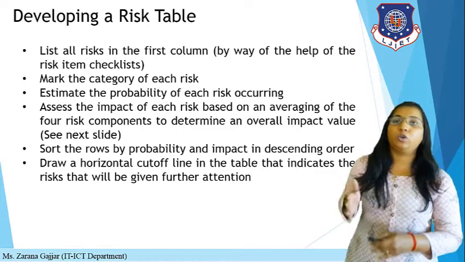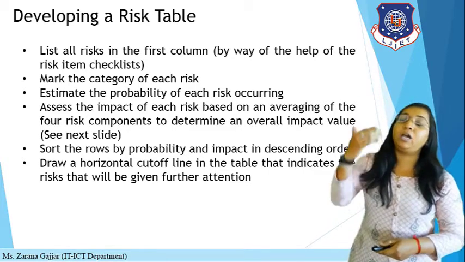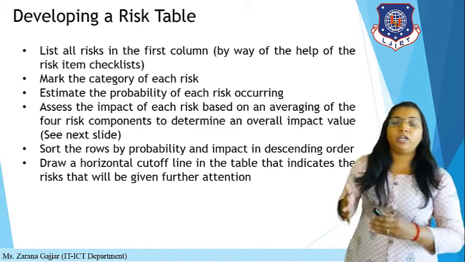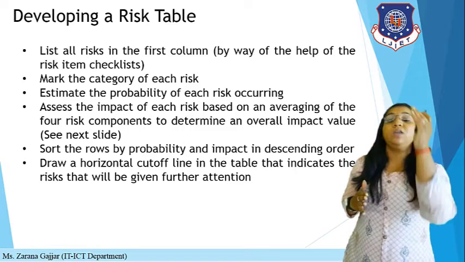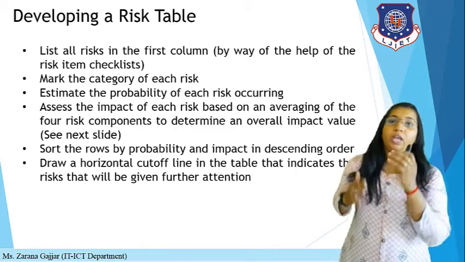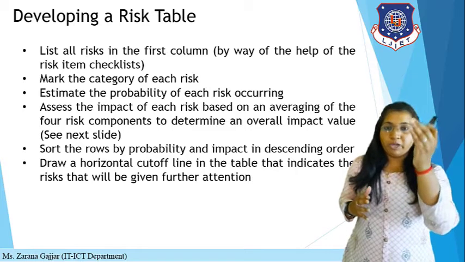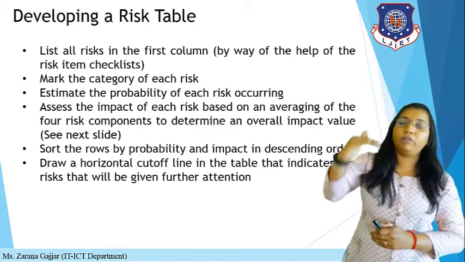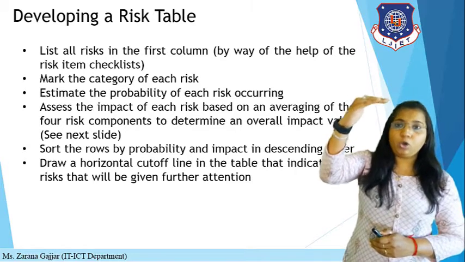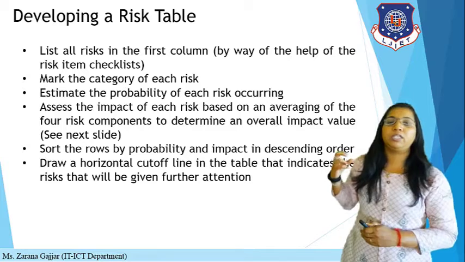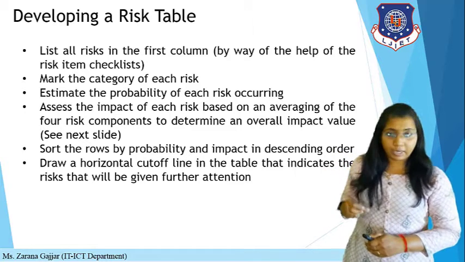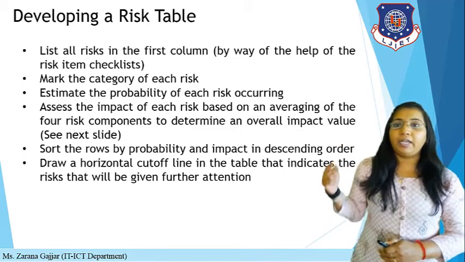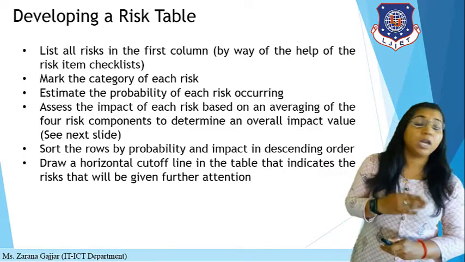Then you have to sort the rows by probability and impact in descending order. If you arrange them in descending order, you can analyze which is the highest priority risk, based on the probability and the impact. The highest probability and highest impact risk is on the topmost row. Then you have to draw a horizontal cutoff line in the table that indicates the risks that will be given further attention.